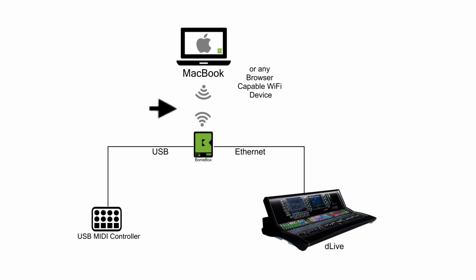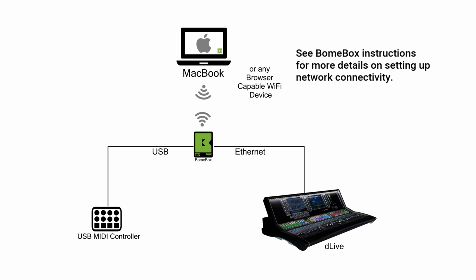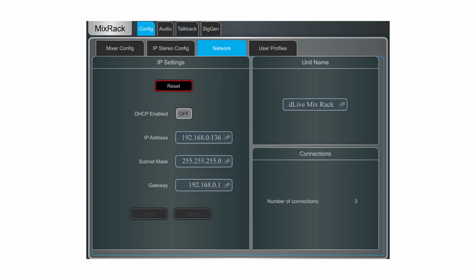We configure the BomeBox over wireless. In this example, I'm using a MacBook, but you can use any device that supports Wi-Fi and has a web browser. The BomeBox Wi-Fi will be set up as a hotspot, and the Ethernet will be set up with a fixed IP address. Within the DLive Director software, set up the address of your mixer shown here.